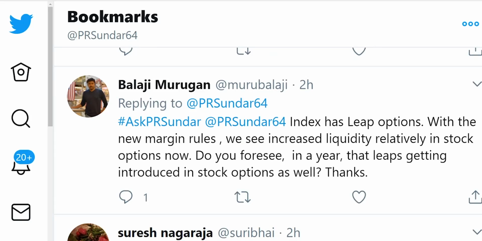Next one, Balaji. Index has LEAP options. With the new margin rules, we see increased liquidity relatively in stock options now. Do you foresee in a year that LEAPs getting introduced in stock options as well? NSE had a case, that co-location case. SEBI had banned NSE from introducing new contracts for 6 months. That 6 months time was over recently. Now NSE can introduce more contracts.